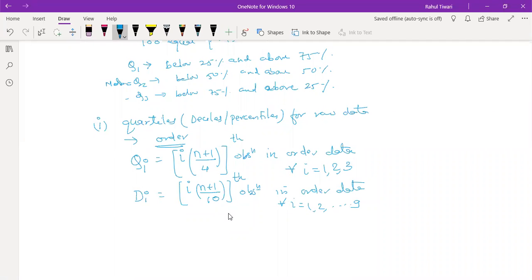Then similarly we have Pi, which is the percentile. It's nothing but i times (n plus 1) by 100. Let me know if you have any query here.